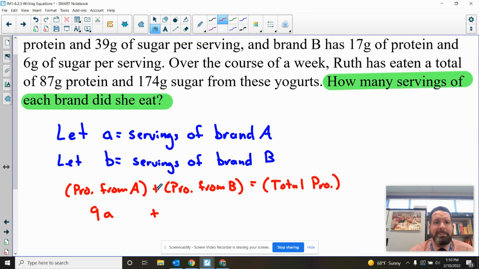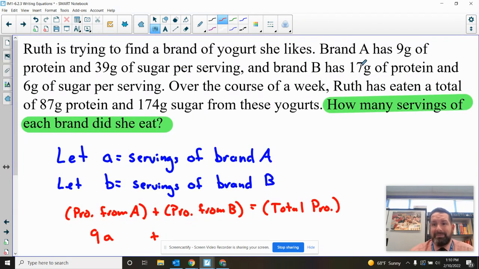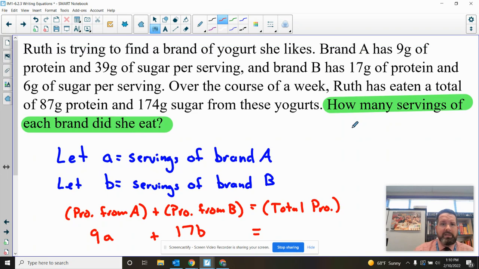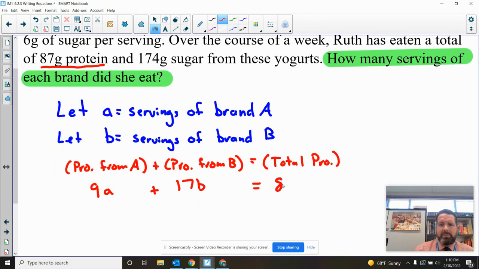For brand B, brand B has 17 grams of protein. So 1 serving would be 17. 2 servings would be 34. 3 servings would be 51 grams. So we're again multiplying the servings times that 17. Add those up, and I know altogether that Ruth ate 87 grams of protein. So altogether, the total is 87. And there you go. That's the first of our two equations.